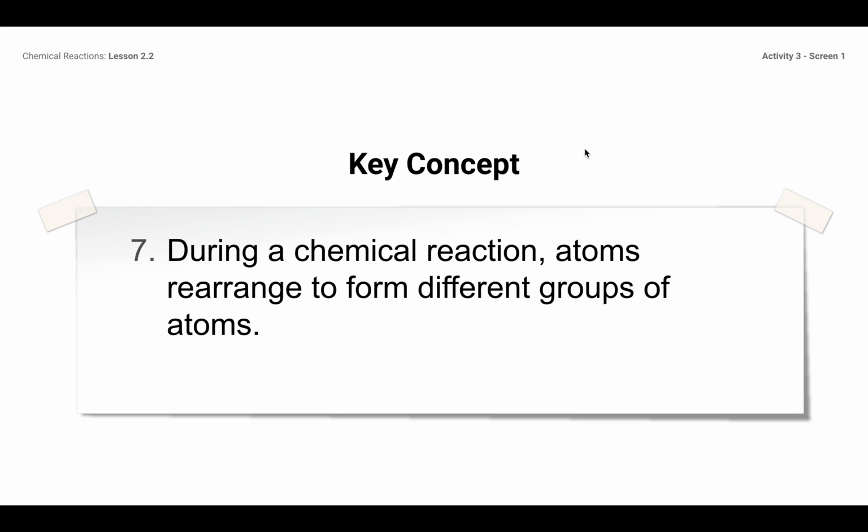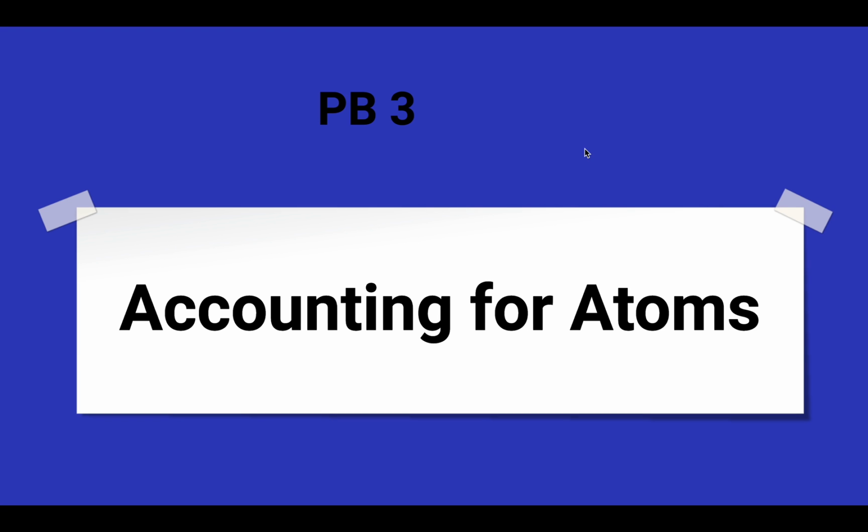All right, let's go ahead and move on. We've got 2 key concepts for PB3. The theme for PB3 is accounting for atoms. And what I told the kids in class is that I'm going to continue to keep talking about making sure, keeping track of your atoms. When we move atoms from the reactants over to the products, remember we have to make sure that we have the same number on each side.